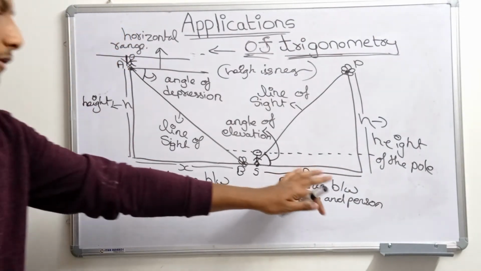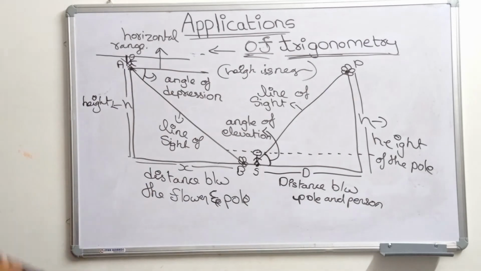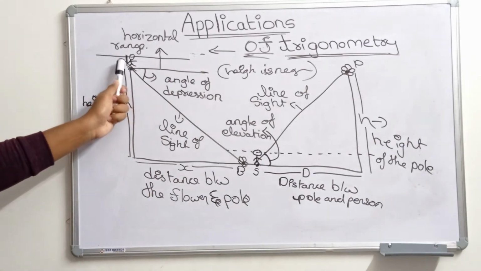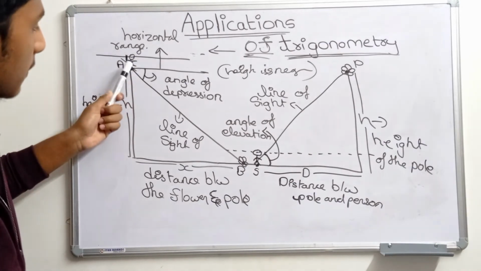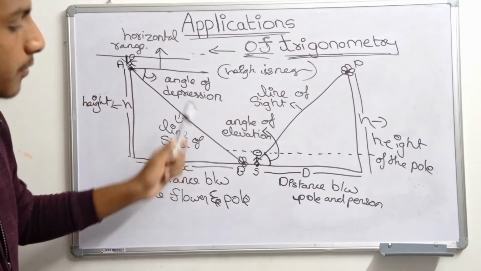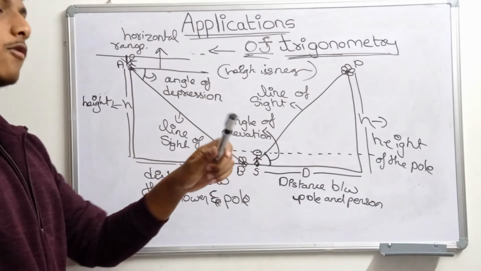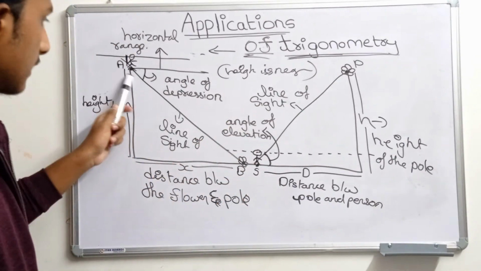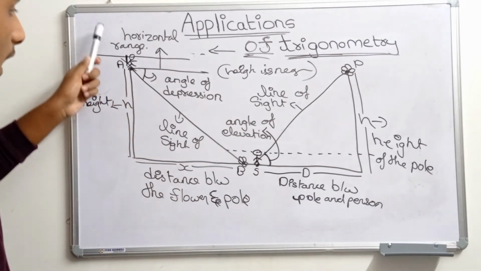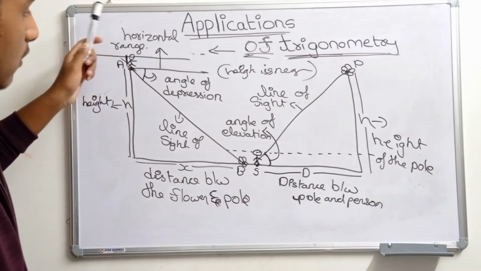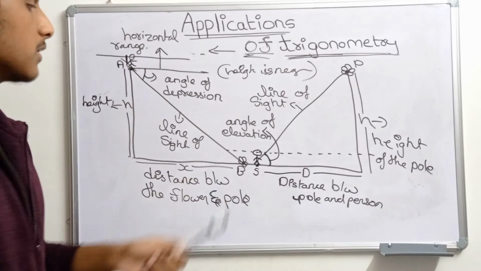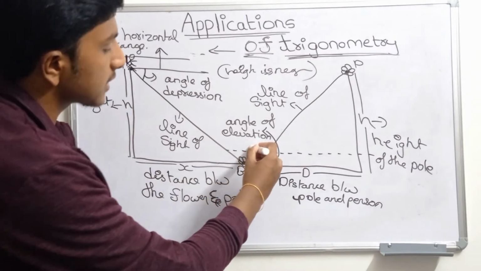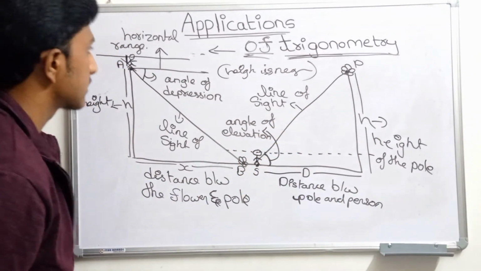And I am taking these alphabets roughly, guys. It can be taken any way. And this is the line of sight, the view of the person. The line of sight is the view of the person from his eye to the object which he is viewing, whether upwards or downwards. The line of sight remains the same. Angle of depression means when the person is watching downwards. When the person is watching upwards, it is considered as angle of elevation, guys.